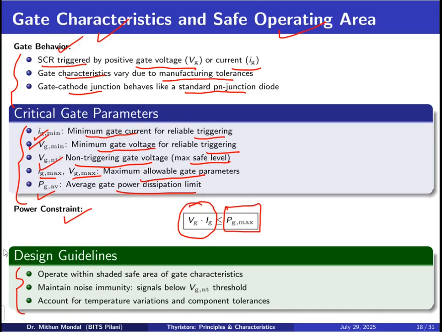Design guidelines: operate within the safe operating area of the gate characteristic. We are going to see the gate characteristic, and you have to operate within the shaded safe area. You have to maintain the noise immunity. Signals below VGNT will be the threshold limit. Account for temperature variation and component tolerance. This we need to take into consideration.